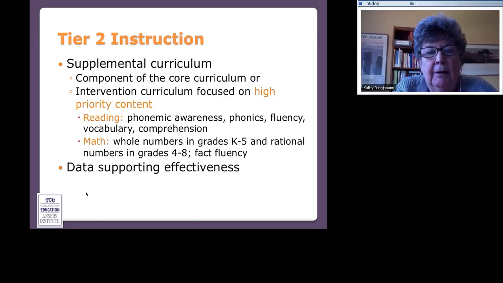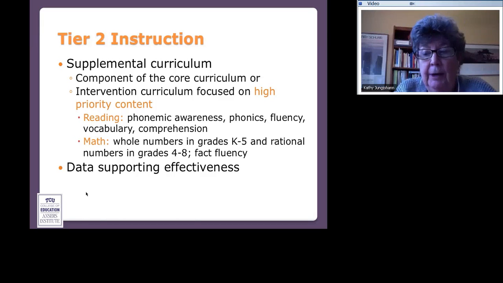We often think of RTI as addressing the reading needs of students, and in the area of reading, the high priority content are the 5 big areas of reading instruction. So priority content would be around phonemic awareness for students who are beginning readers, phonics, fluency, vocabulary, and comprehension.